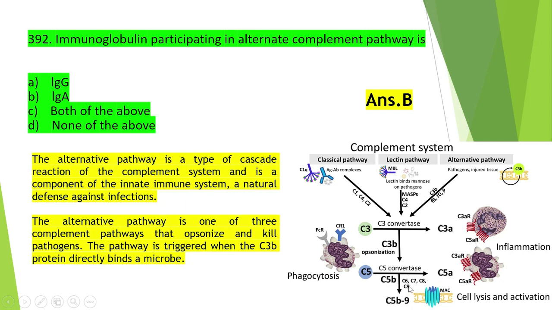So this way in the cascade, the complement proteins will be activated and ultimately form a pore, that is a membrane attack complex, formed in the cell, and cell lysis is done in the attached microbe. Okay, so this is the process of the alternative complement pathway.